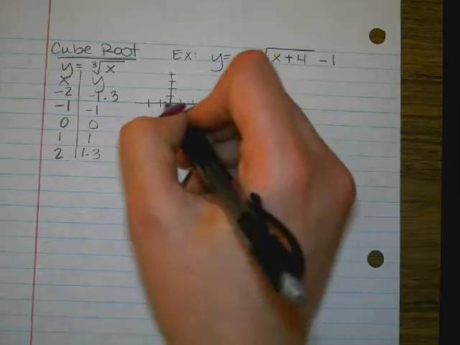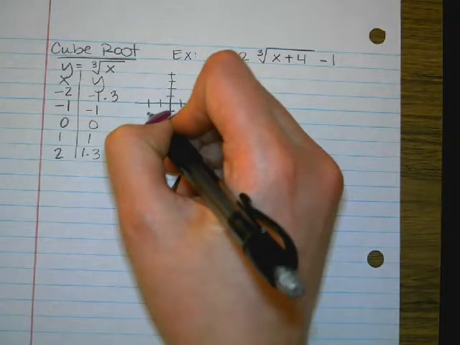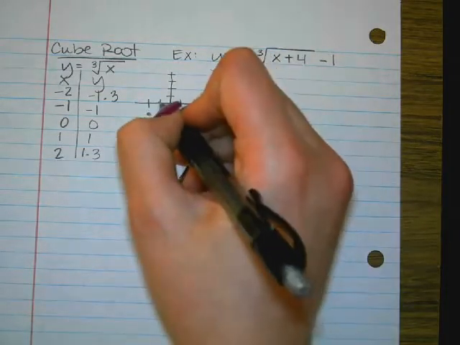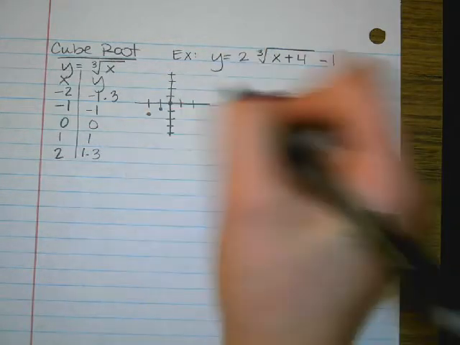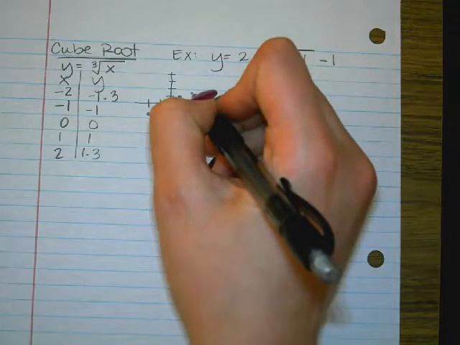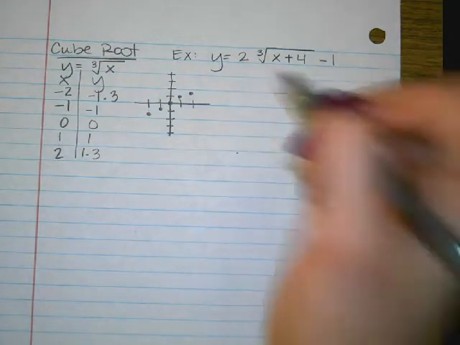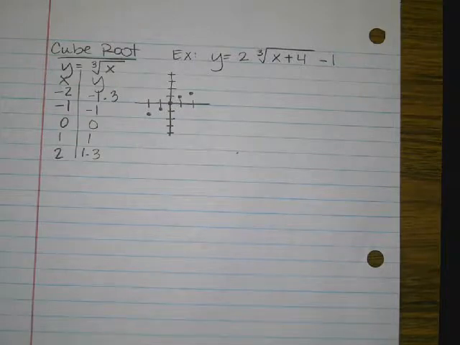So we've got the points -2, -1.3, -1, -1, 0, 0, 1, 1, and then 2, 1.3. And depending on how much of a perfectionist you are and how good you are at sketching graphs, you might not be able to tell, but those are not actually in a straight line.